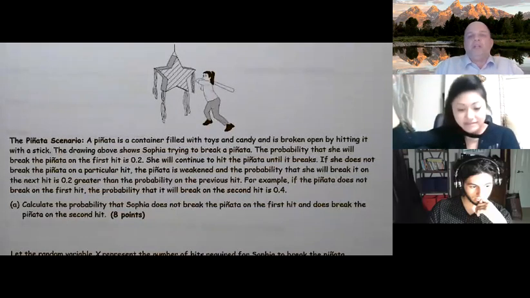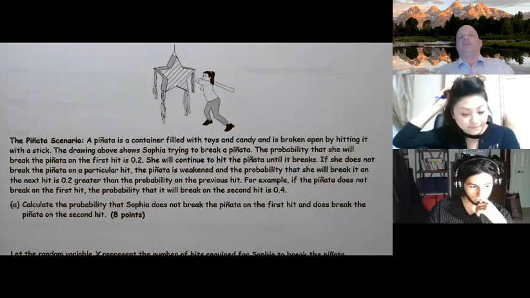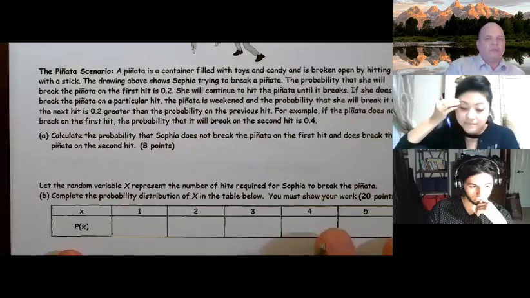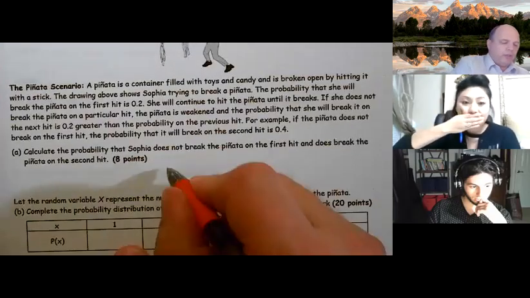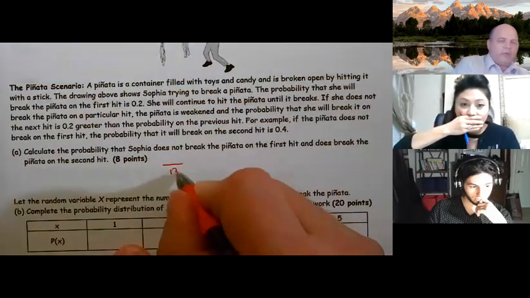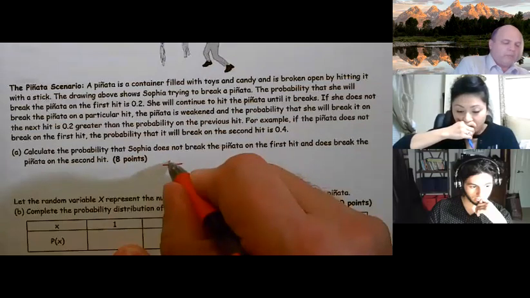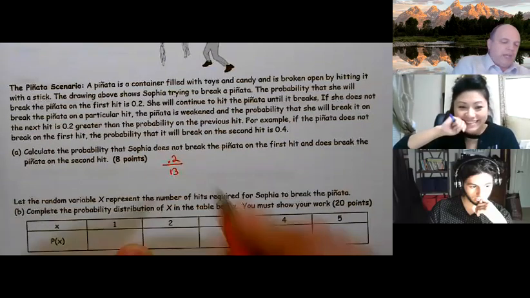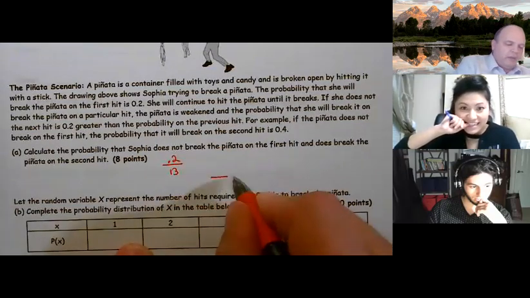For example, if the pinata does not break on the first hit, the probability that it'll break on the second hit is 0.4. So calculate the probability that it does not break on the first hit and does break on the second hit. So first off, I'm just going to deal with the first hit. The first hit probability of breaking is 0.2. All right? You're like, well, gee, Mr. Spencer, they told me that. Yeah, they did. But now we have a second hit.